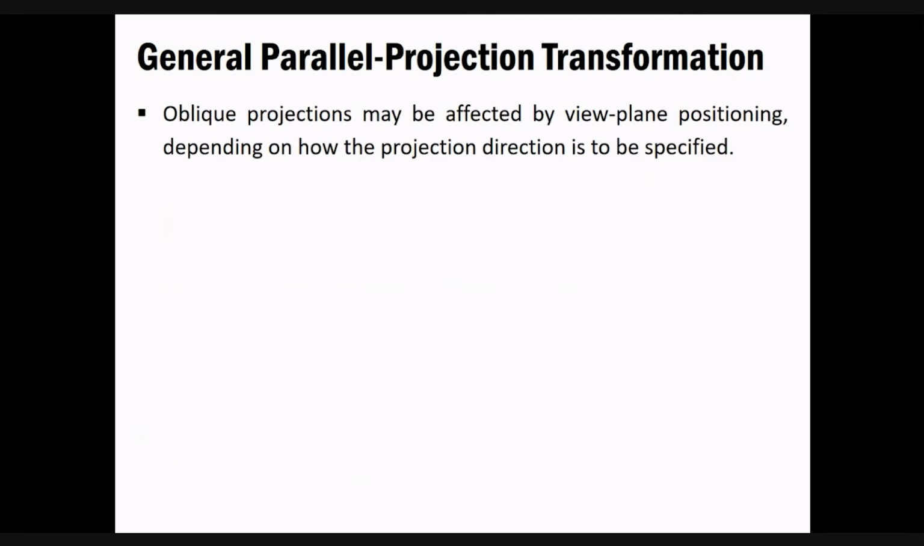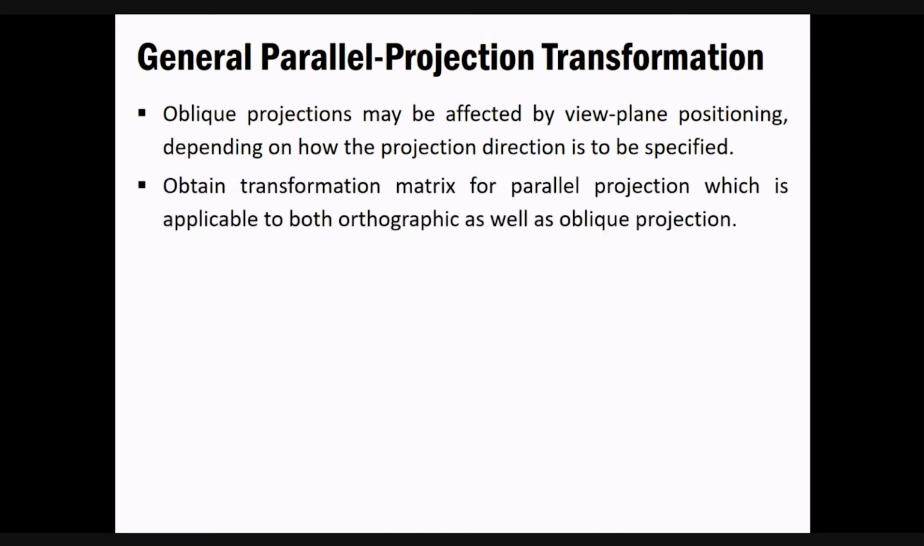Now, general parallel projection transformation. Here, oblique projection may be affected by view plane positioning. If I say oblique projection, the first thing that should come to mind is the parallel lines coming out of a particular point or object. It may be affected by the view plane position, depending on how the projection direction is specified.